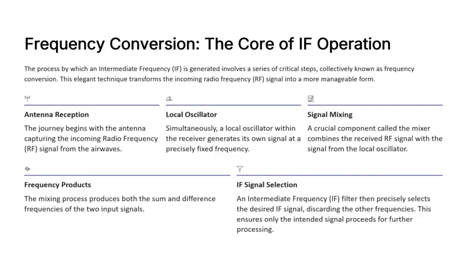Benefits of using IF: filtering becomes easier because the filter can be designed for one frequency. Amplification becomes stable because gain remains constant. Receiver performance improves with better selectivity and sensitivity.